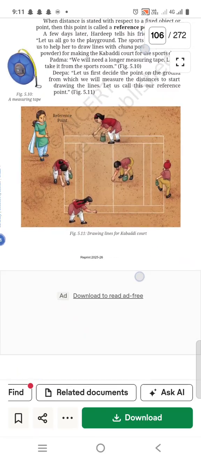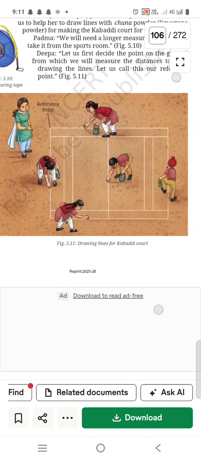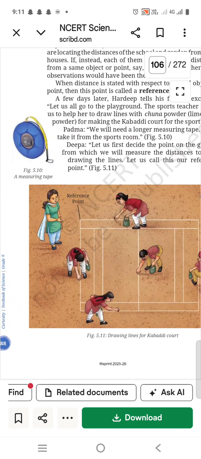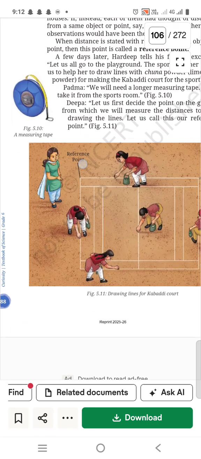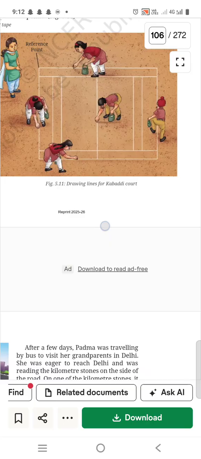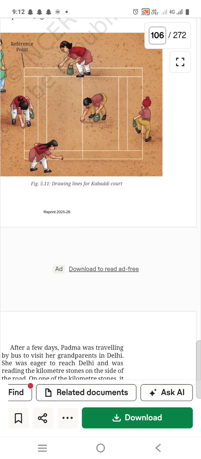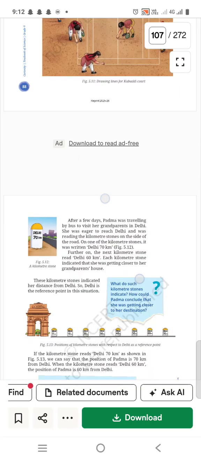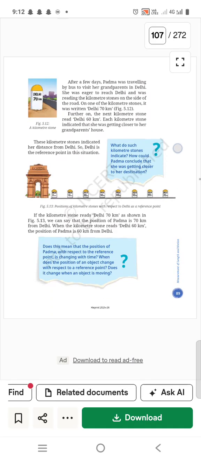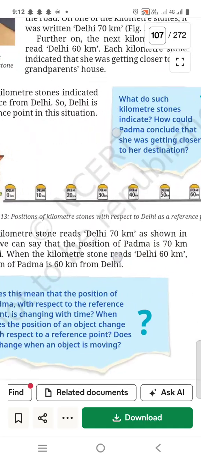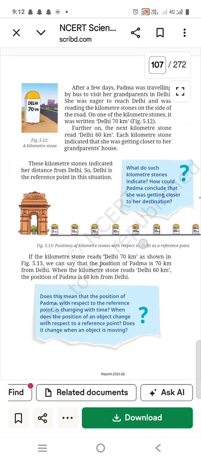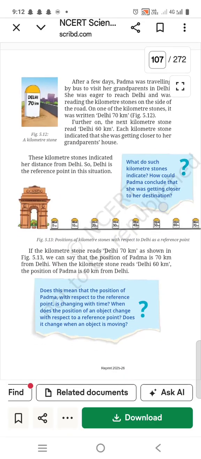Here in the figure we have a reference point. Here is a meter scale. Figure 5.10, a measuring tape. Reference point, drawing lines for a kabaddi court. Now here also are the positions of kilometers. This is kilometers.